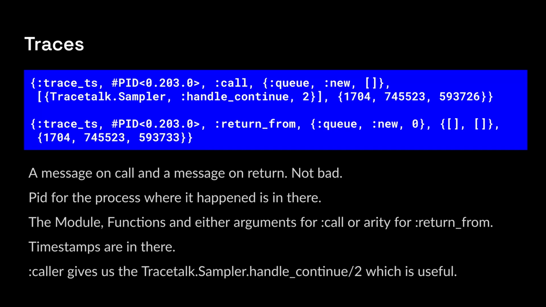And you get the PID of the process where it happened. You get module, function, and either arguments. So you get the arguments. Here we can see an empty list. That's the arguments. That's an MFA with arguments. This is an MFA with arity, so the number of arguments. So we get this for the call and this for the return from. Now this here, that's the return value of the function. There's also timestamps. These numbers are Erlang timestamps. Also kind of confusing timestamps, but they're definitely usable.